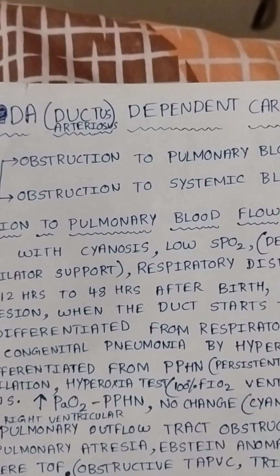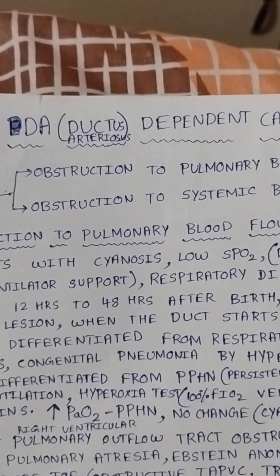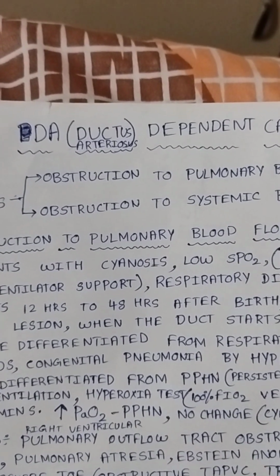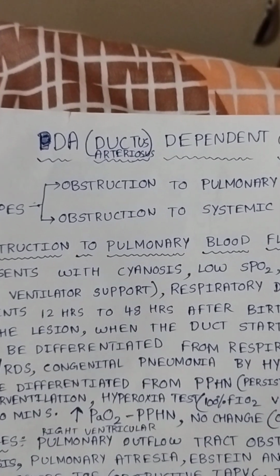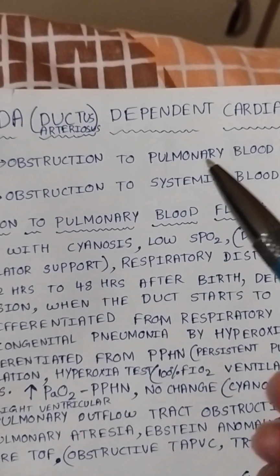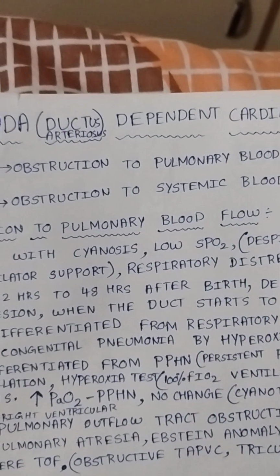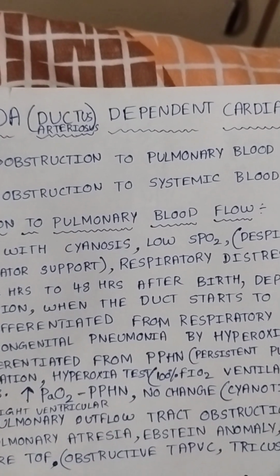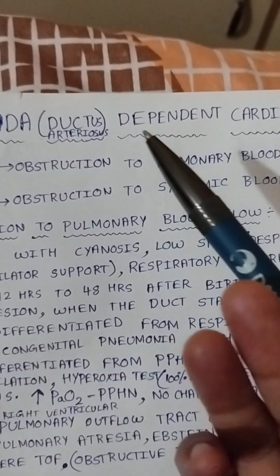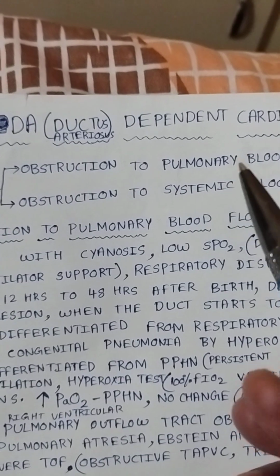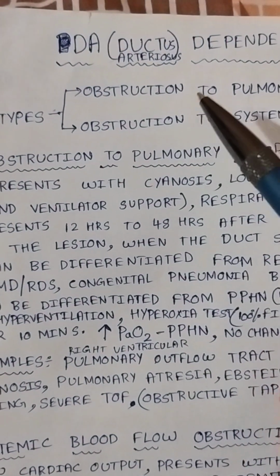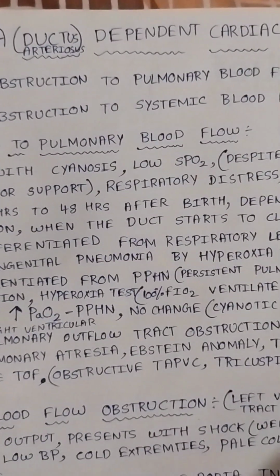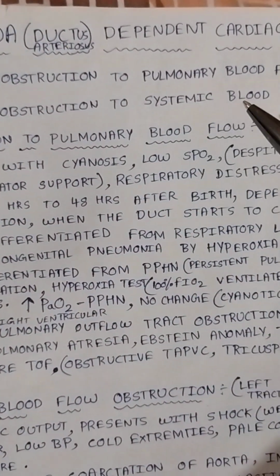So the ductus arteriosus should be patent even after birth. Usually it will be patent in the fetal circulation, but in these cardiac lesions where there is obstruction to pulmonary blood flow or obstruction to systemic blood flow, the ductus arteriosus should be patent even after the birth. These cardiac lesions are of two types, as I already told: either obstruction to the pulmonary blood flow or obstruction to the systemic blood flow.